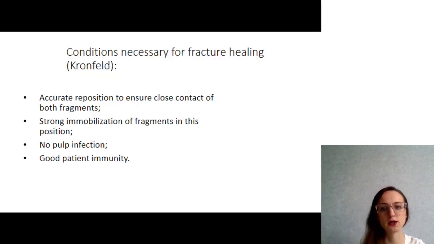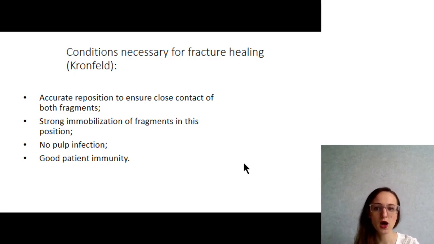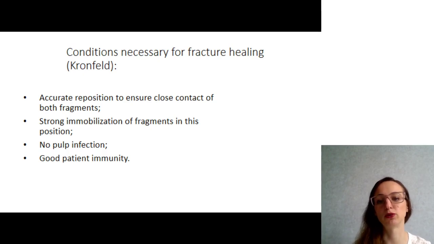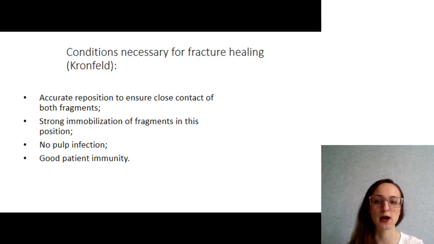Conditions necessary for fracture healing, it is Kronfeld. Accurate reposition to ensure close contact of both fragments, and then strong immobilization of these fragments is a necessary step. No pulp infection, so you should work with sterile burs and instruments, and good patient immunity.